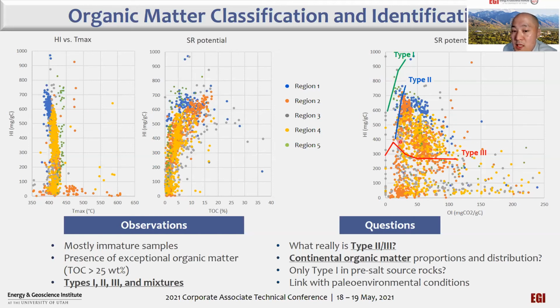The right graph is a pseudo-Van Krevelen diagram showing that we have samples type 1, type 2, type 3, with quite many plotting between type 2 and type 3. So I hope that I have demonstrated the importance of checking the presence of MME in your samples and correcting for the MME if possible, and having the right or correct classification and identification of organic matter when you study source rock systems.